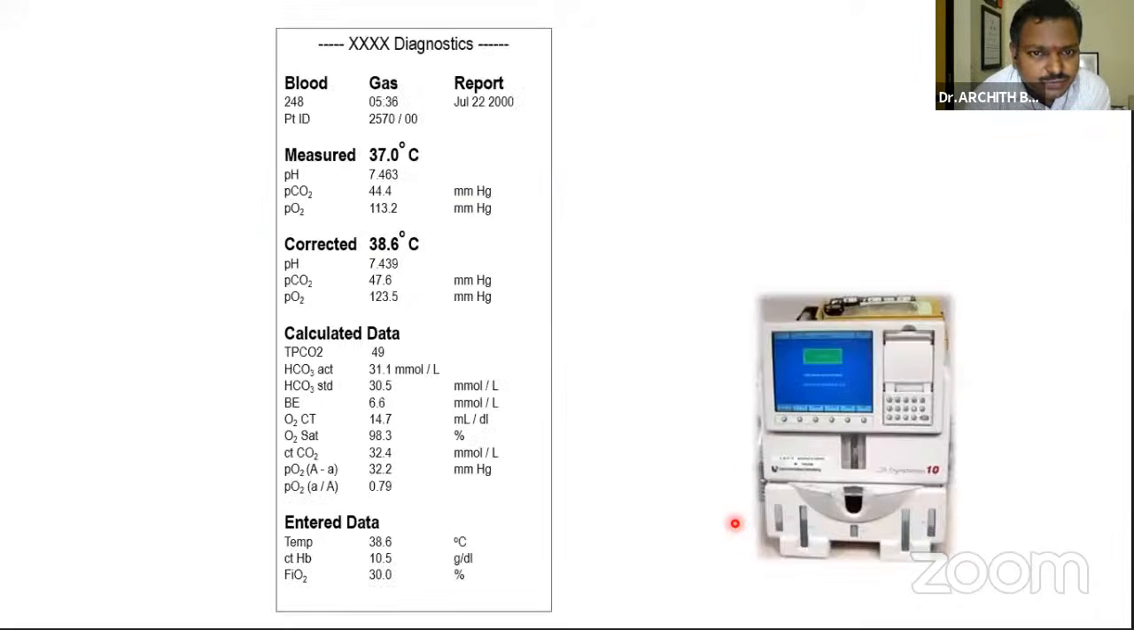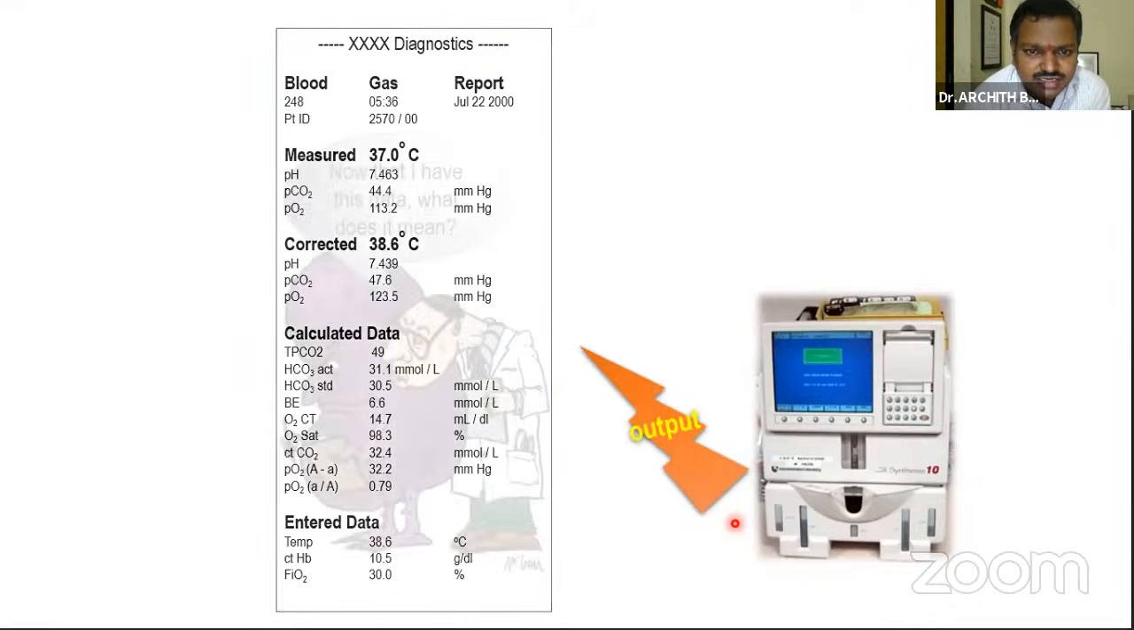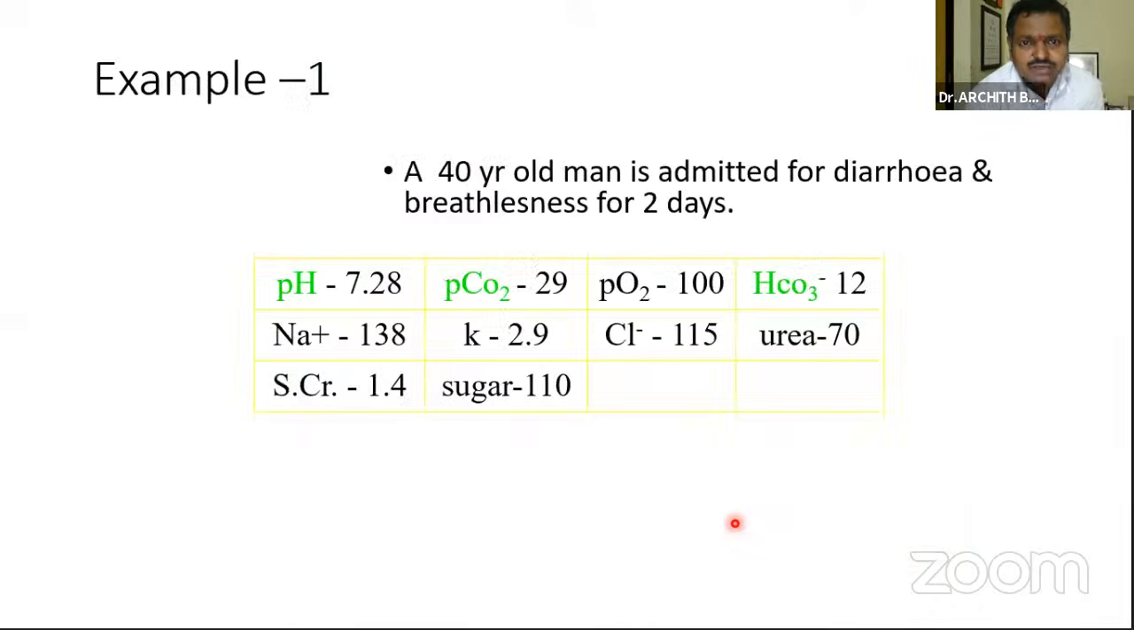Okay, so let's go on to analysis of some ABGs, one or two ABGs that I'll discuss with you. Here we have a 40-year-old man who has come with diarrhea and has been breathless for 2 days, and this is the ABG that is given to you. Can anyone quickly tell me what is the abnormality that you're seeing here?